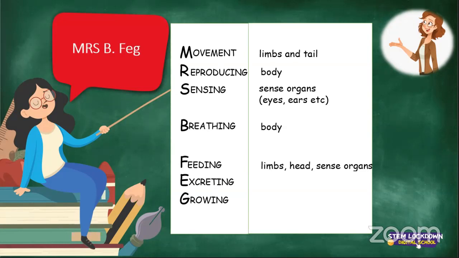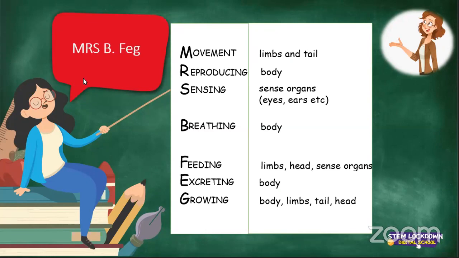Which part has to do with excreting? Yes, Makwanda, good job. And Dane? The body, of course. The body. Because that's how they get rid of waste products, through the body. And then growth, where does growth take place? Almost everywhere. The body, the limbs, the tail, the head, everything grows. Okay. So there we can see the 7 life processes and how the structure of the animal relates to them.